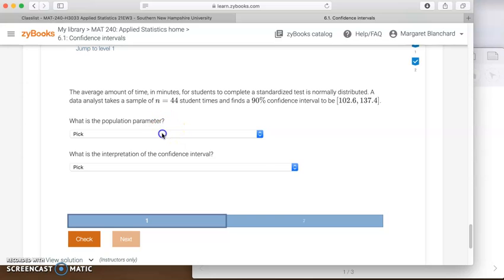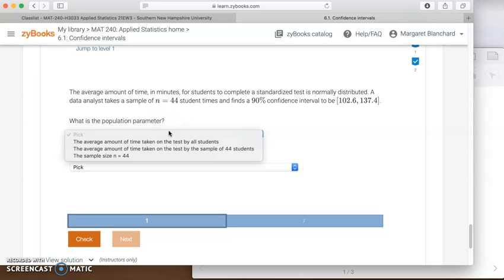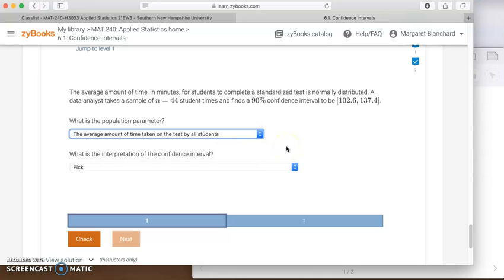What is the population parameter? We're looking at the population mean, and in this case, the time to take the test. So, the average amount of time taken on the test by all students. The average amount of time taken on the test by the sample, that's the sample statistic, our sample mean, and the sample size n tells us that's the sample size. So that first option is our correct one.